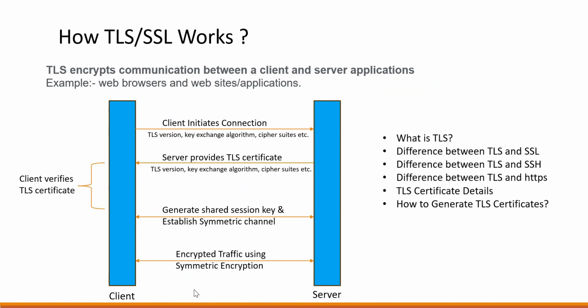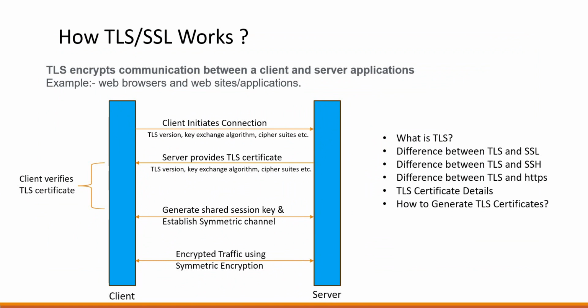This way, the traffic will be encrypted between client and server, which provides security and integrity for the data transferred between the client and server applications. So in this way, TLS uses asymmetric encryption during the handshake process between client and server application. The goal of asymmetric encryption is to generate the shared session key between client and server to establish the symmetric channel. Once the shared session key is obtained, the traffic will be encrypted using the shared session key by means of symmetric encryption.